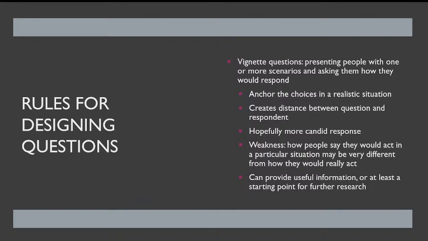Vignette questions are kind of the same idea, right? You want to put a story out there, a little scenario, asking people how they would respond. Basically you can anchor people in a real scenario, but it creates a distance. So if you wanted to know, say, about a hot button social issue, something like abortion, if you wanted to ask if someone would have an abortion if they found out that their child had Down syndrome, there might be a degree of social desirability bias where people don't want to admit that they would abort a child with Down syndrome.